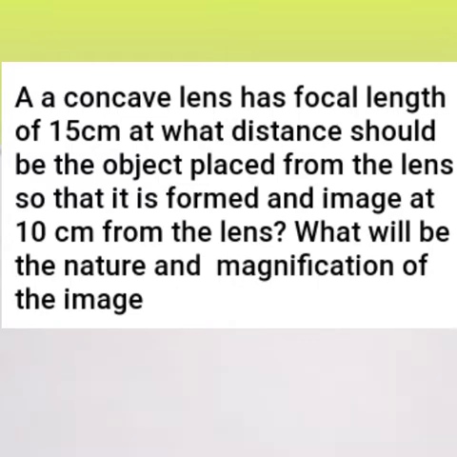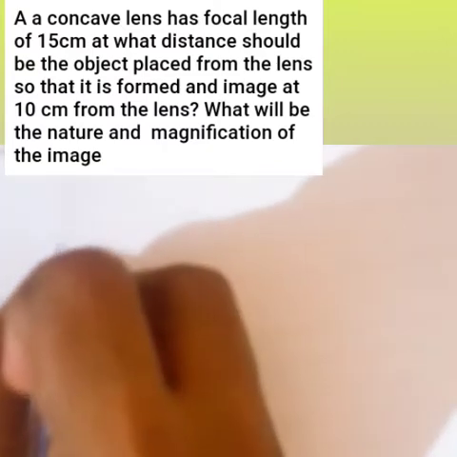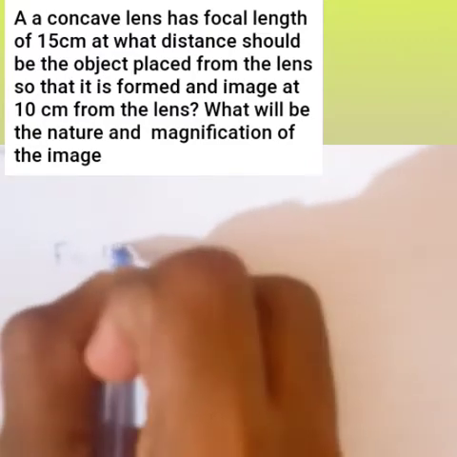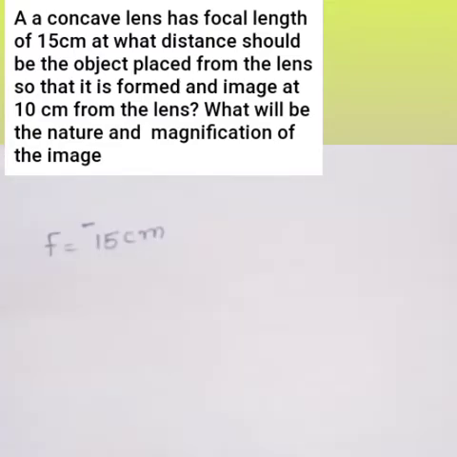First you have to read the question two times and write the given terms. Underline which type of lens is given: it is a concave lens, and the focal length is 15 centimeter. So focal length f is 15 centimeter, but since it is a concave lens, the focal length is negative 15 centimeter.